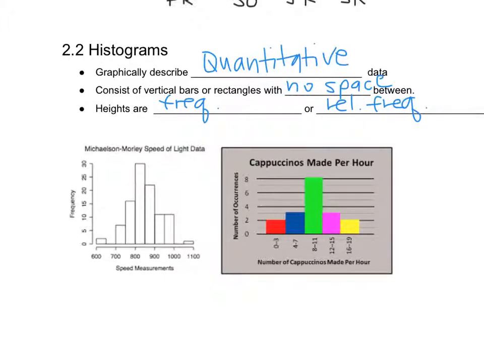And then we've got cappuccinos made per hour. We have another histogram. Again, it's taking a range of data, this time 0 to 19, and breaking it into classes: 0 to 3, 4 to 7, 8 to 11, etc.